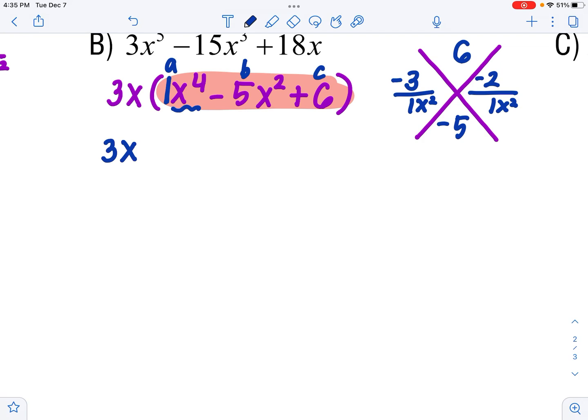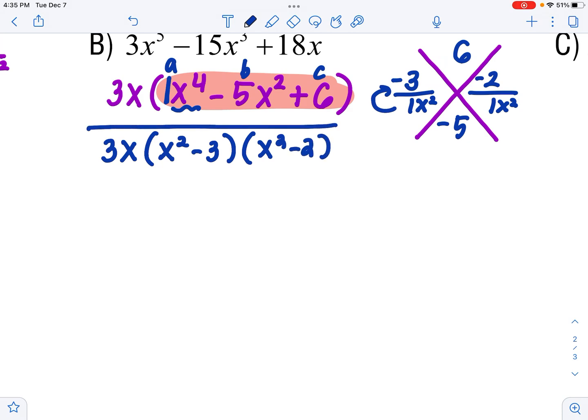I'm going to zoom back out. Don't forget your 3x. And then I have an x squared minus 3, which is not factorable because it's not a difference of perfect squares because 3 is not a perfect square. And x squared minus 2, which is also not factorable because 2 is not a perfect square. So there's my final answer.